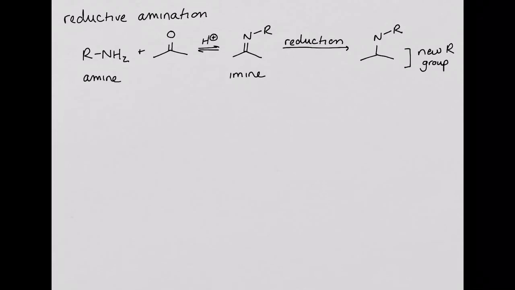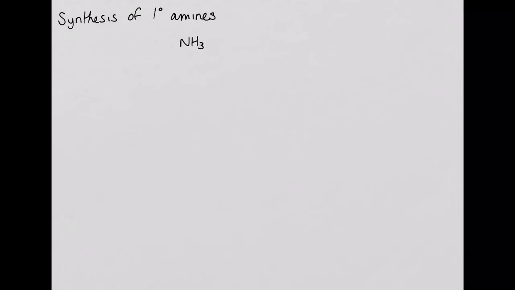The specific method of reduction depends on the exact structure of the imine, whether it's primary, secondary, or tertiary. Next, let's look at some examples. We will start with the synthesis of primary amines from ammonia. Remember that this process takes ammonia and converts it to a primary amine.